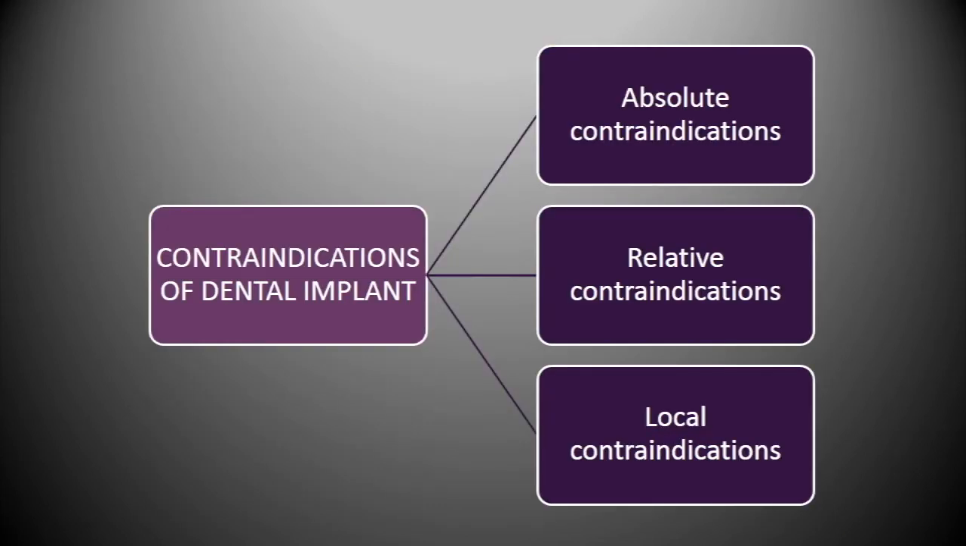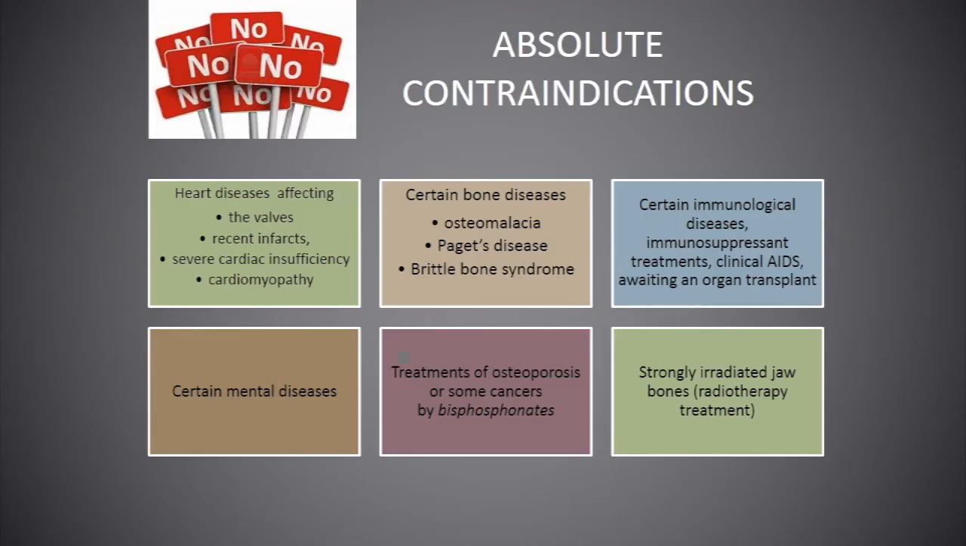Are there any contraindications to implant treatment? To answer this question, a comprehensive patient assessment is required. It should be noted that most contraindications are relative. Absolute contraindications are present in several serious general conditions that can render anesthesia, surgical procedures, and the overall placement of implants inadvisable. These conditions include heart diseases affecting the valves, recent infarcts, severe cardiac insufficiency, and cardiomyopathy.